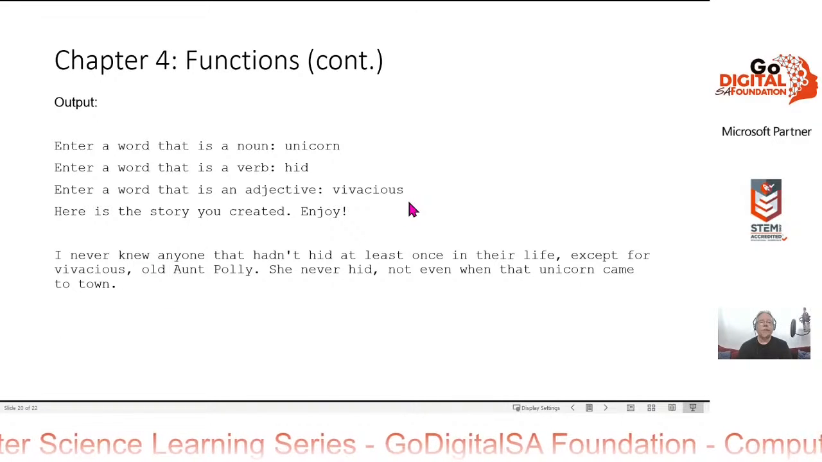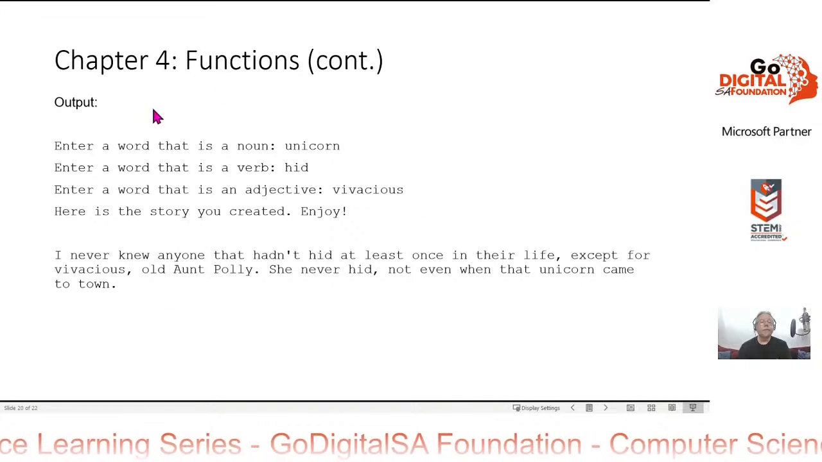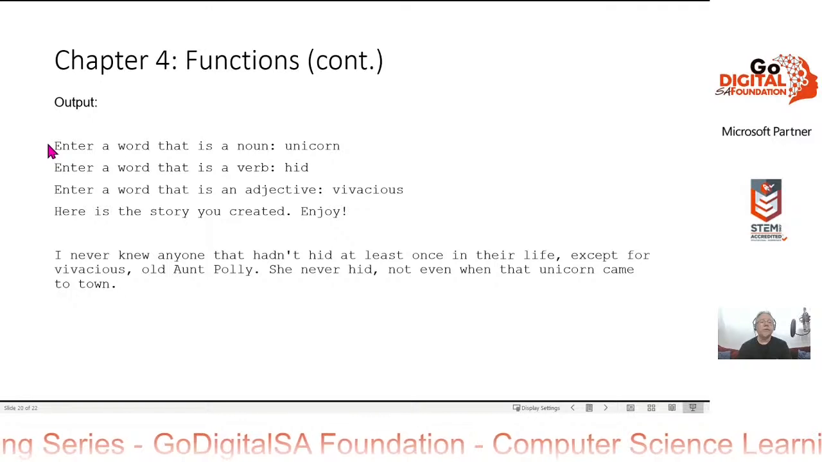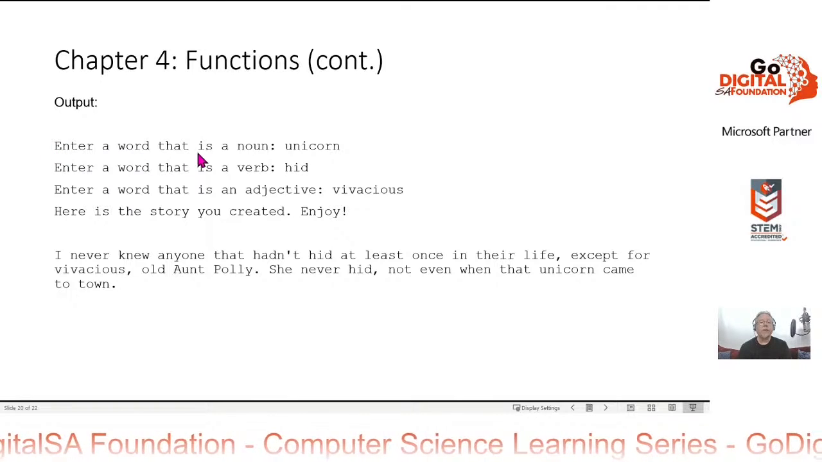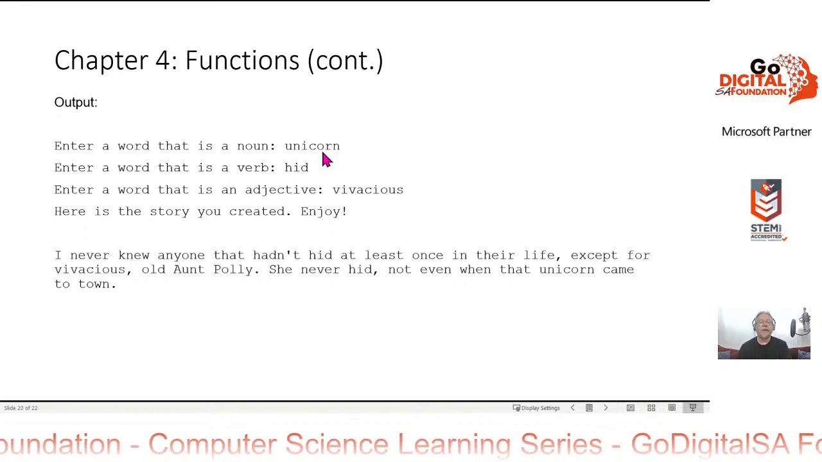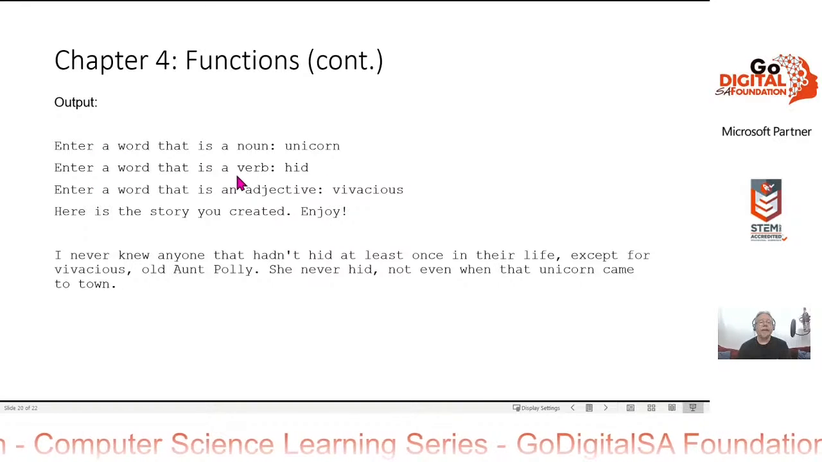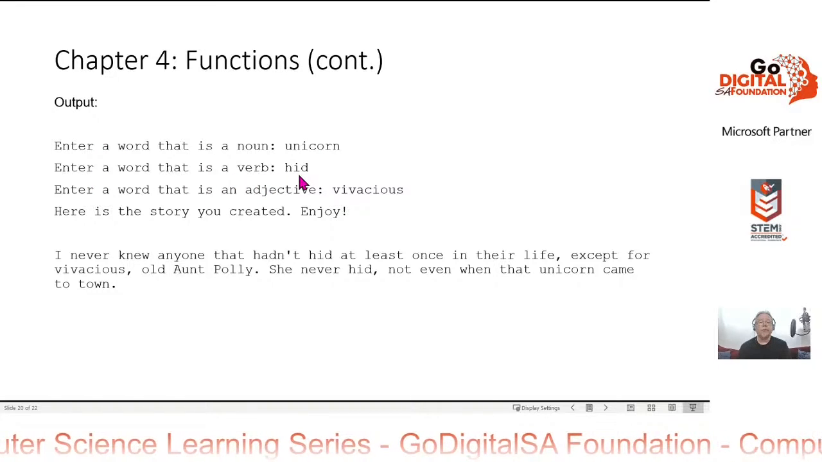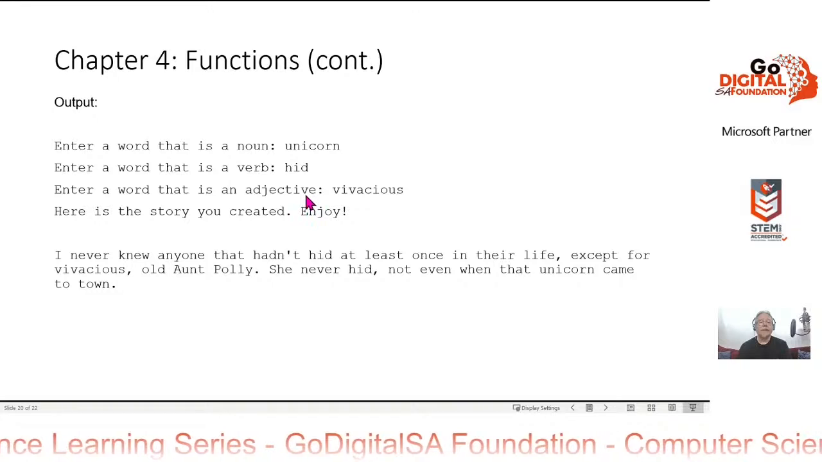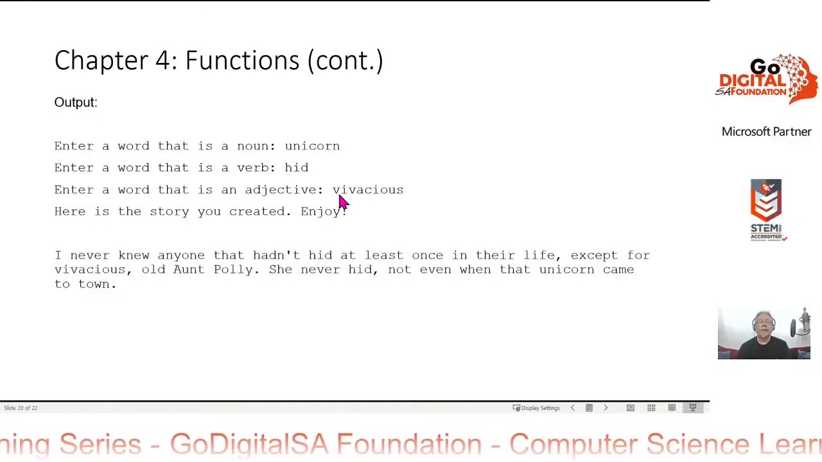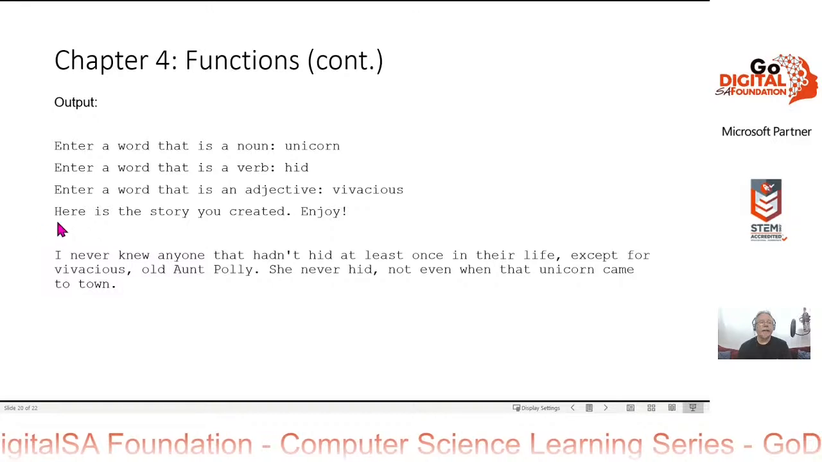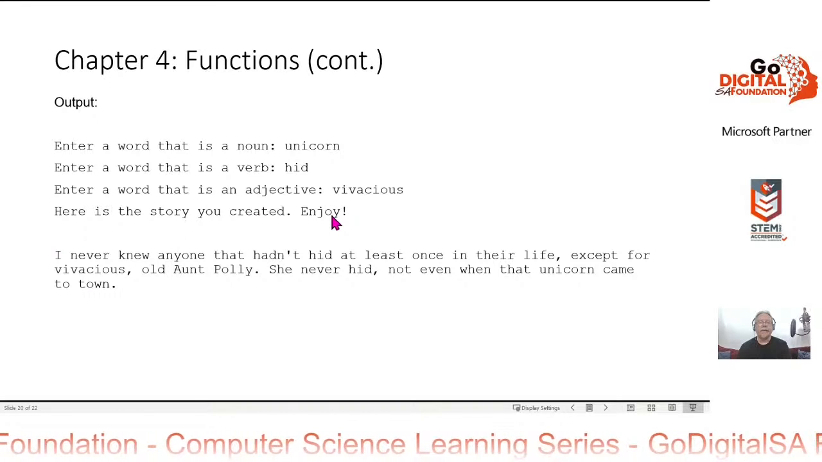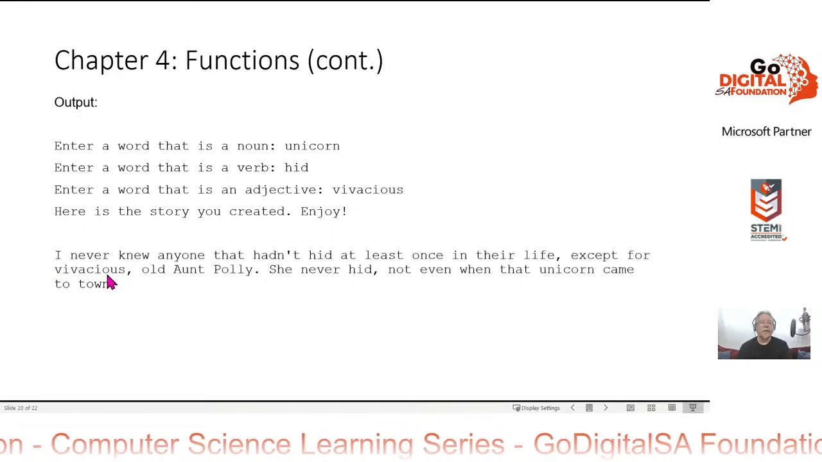As usual, I've skipped over the solution. Let's just see, the output from this exercise should be something like, "Enter a word that is a noun," and the user has to enter a noun. "Enter a word that is a verb," and the user has to enter a verb. "Enter a word that is an adjective," and the user has to enter an adjective. And then it should say, "Here is the story you created, enjoy," and then this is the story.